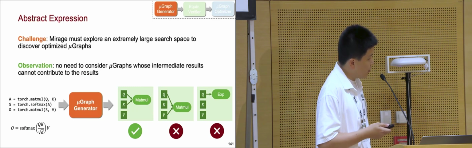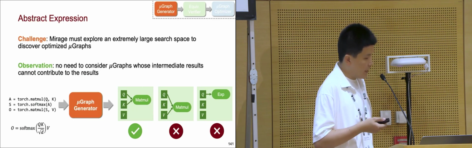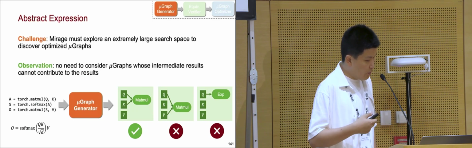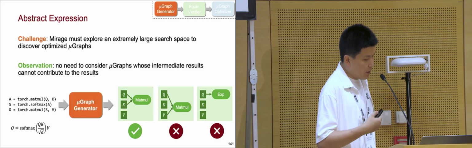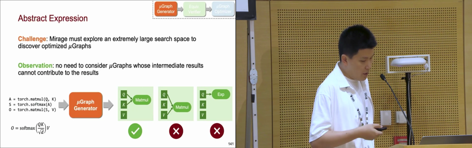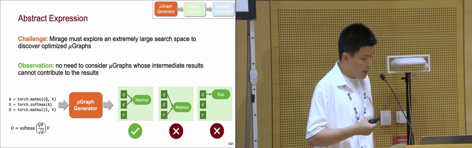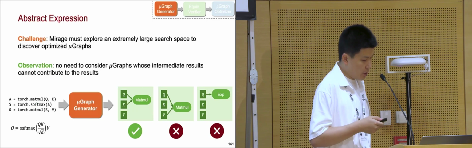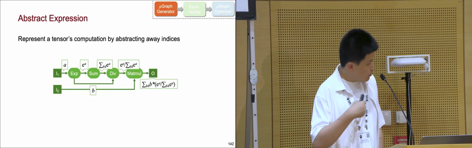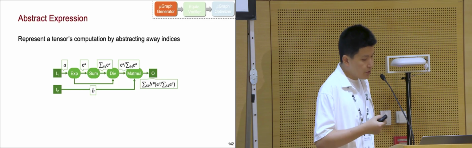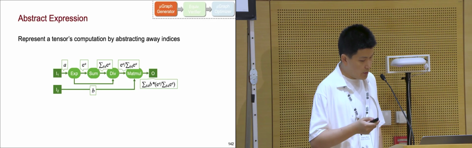The first part is the graph generator. Mirage's mu graph generator will take as input a PyTorch program and search for mu graphs functionally equivalent to the input by using the available operators at the kernel, thread block, and thread levels. And Mirage will explore an extremely large search space of these potential mu graphs to discover the optimized solutions. To accelerate the search procedure, Mirage introduces a novel tensor representation called abstract expression to prune the search space.